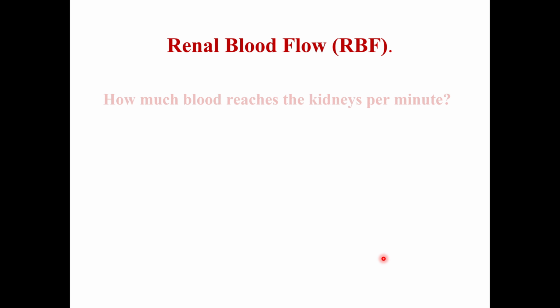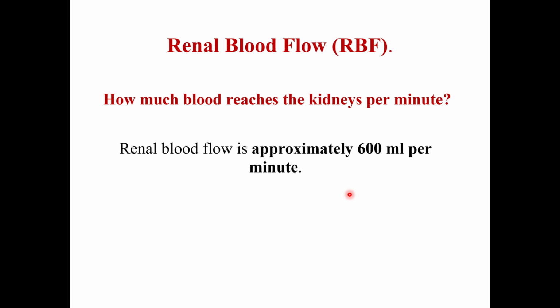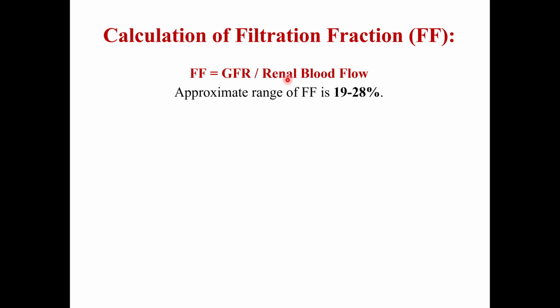So how much blood reaches the kidney per minute? Renal blood flow is approximately 600 ml per minute. This is an important question. From this renal blood flow, the filtration rate is determined, which tells us how much blood is filtered at the glomerulus. There is one formula to calculate the filtration fraction: GFR divided by renal blood flow, which is approximately 19 to 28%.